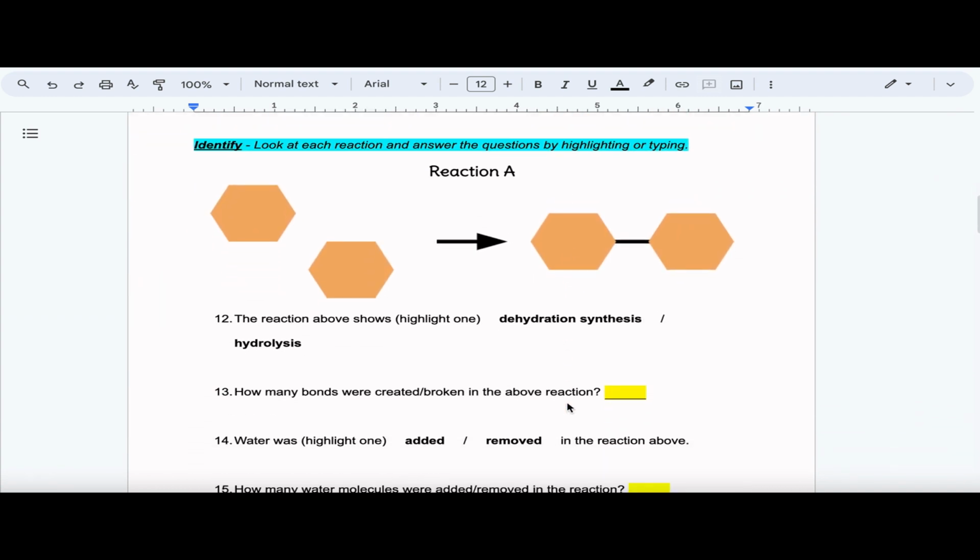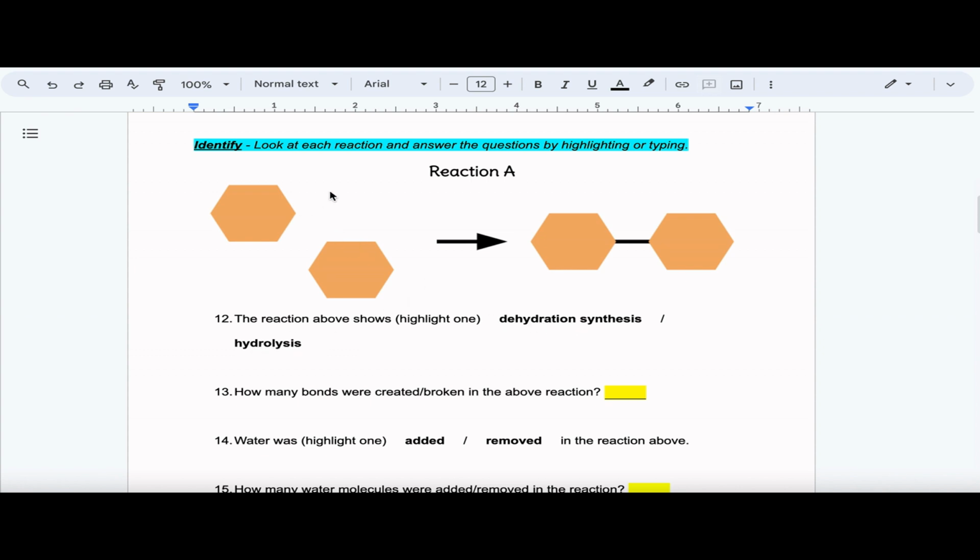Then you'll look at a few different reactions and you'll determine whether this reaction is joining molecules in a dehydration synthesis reaction or breaking up molecules with a hydrolysis reaction. Select the appropriate reaction by highlighting it.